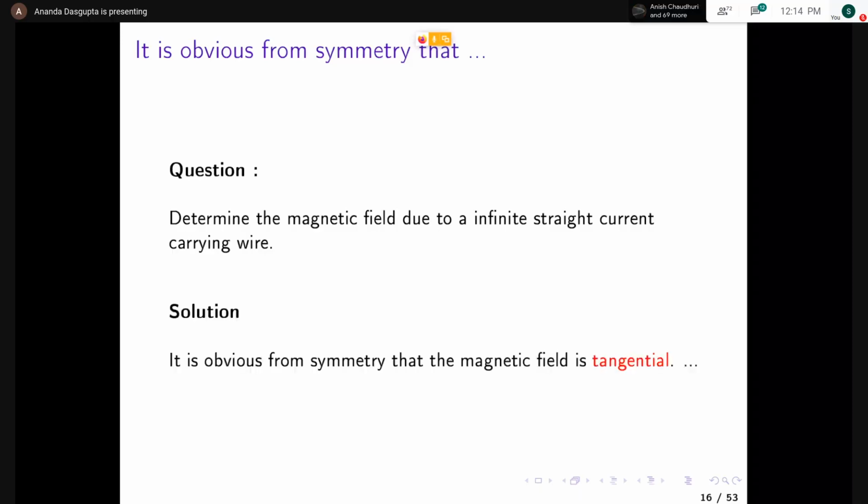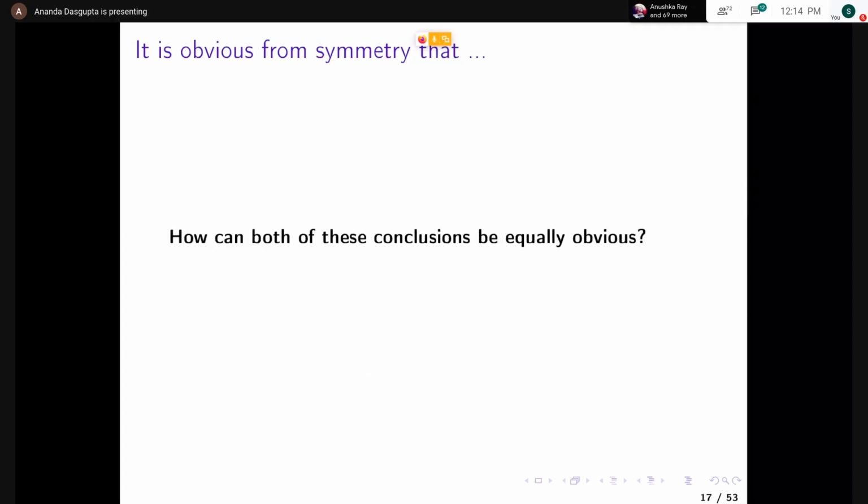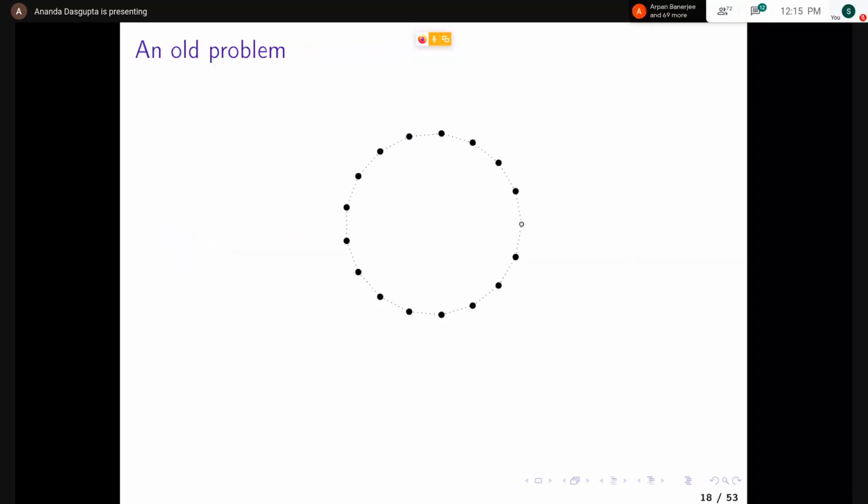So, before we talk about this, let's talk about a problem. Of course, I've already said this: how can both these conclusions be equally obvious? The answer is they can't. They're not obvious. They have to be figured out and thought about carefully. But to illustrate what is at stake here, let us look at a problem which is an old problem to anybody who has studied physics at the honors level, let's say, or at the BSc level.